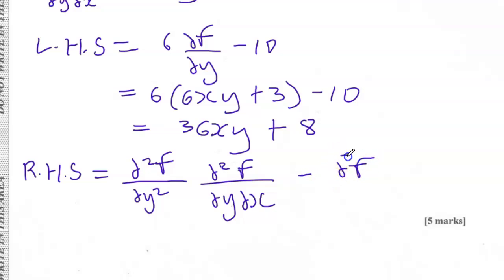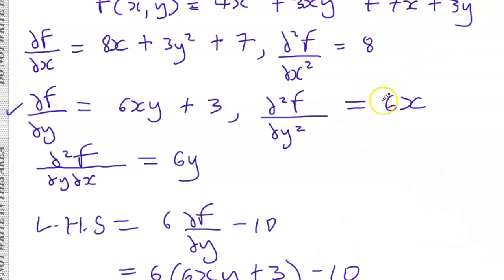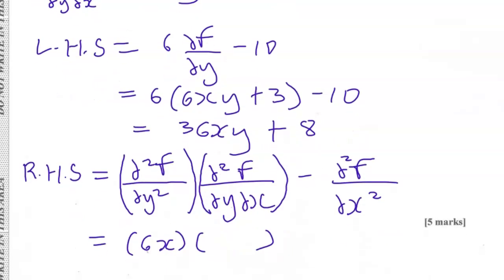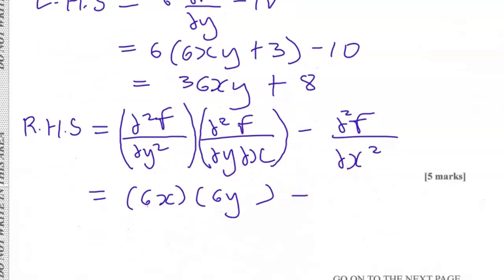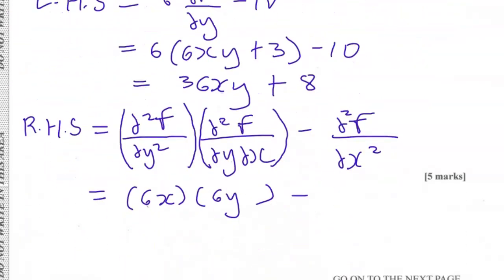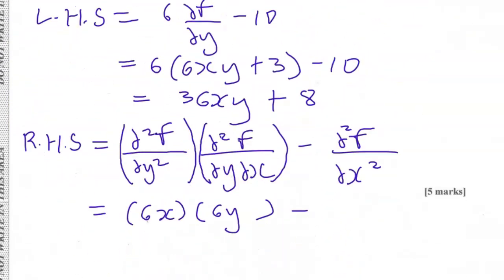Partial squared f, partial x squared. So when we simplify this, we should end up with 36xy plus 8. Now, partial squared f, partial y squared, that's 6x, so that's 6x times partial squared f, partial y partial x, that's 6y, minus partial squared f, partial x squared. Sorry, partial squared f, partial x squared, that's 8. Actually, the proof says plus 8. So it's plus 8.